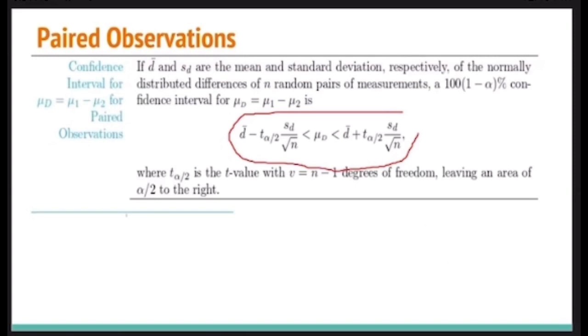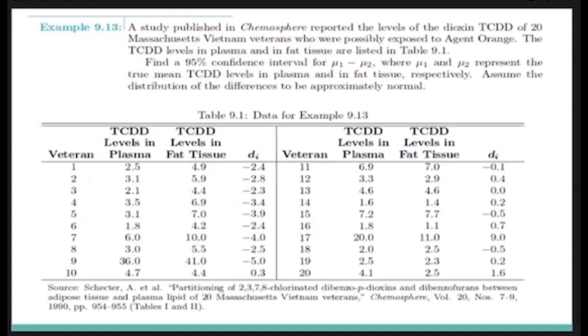Now, I'm going to show you an example. Take a look at this. A study published in that. I don't want to waste my time. They want to look at the difference. They are using 20 veterans, the same 20. They look at the TCD levels in plasma and TCD levels in fat tissue of the same person. Then they find the difference, this minus that. They do it for all individuals. Can you see that Di, the difference, could be negative or positive. Now we're going to find the mean of that difference. We're going to find the standard deviation of the difference. Take a look at it. That's what we're doing here.